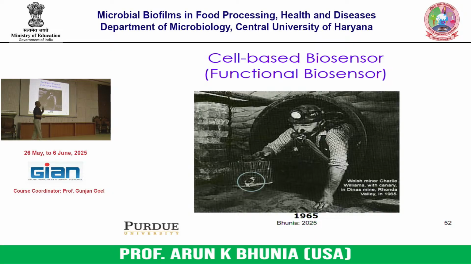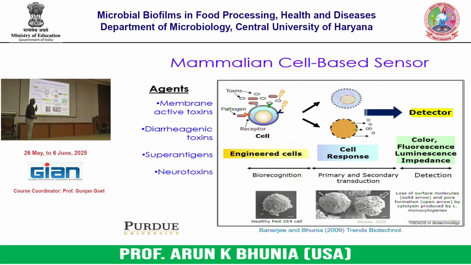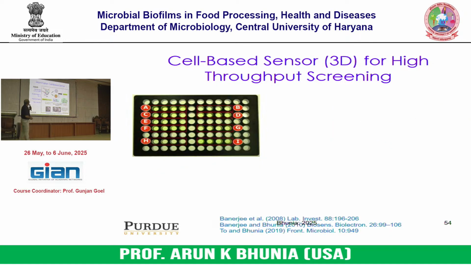Then we already talked about the cell-based sensor, right? You already got that. What I wanted to show you is that you can engineer a cell with specific receptors. Once pathogen binds to it, then you can detect it. So you are going to monitor color, fluorescence, luminescence, impedance. Again, we are trying to use a sensor, engineering tool to amplify the signal. But in this case, pathogen naturally interacts with or infects host cell or cell line. And that's what we are trying to monitor, right?